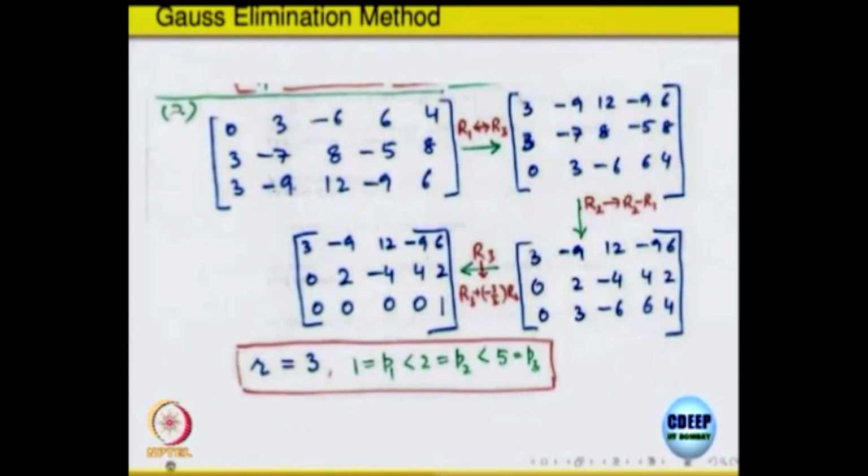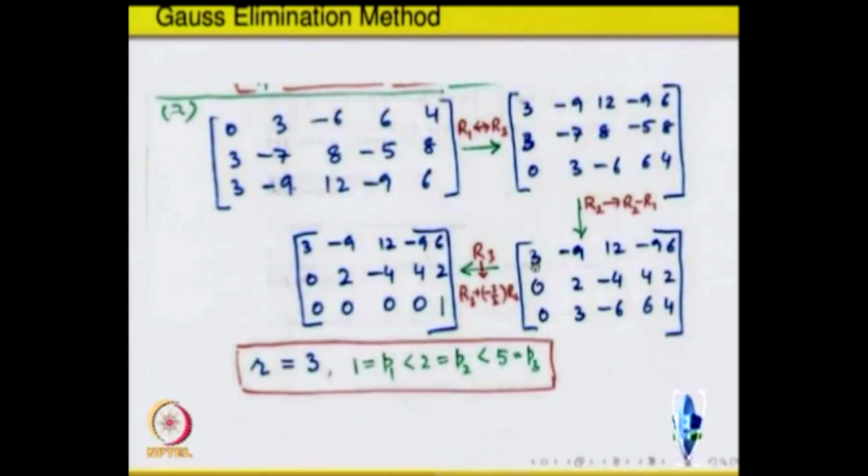Right. So look at the example. How many columns are there? 1, 2, 3, 4, 5. So it is a 3 cross 5 matrix. The number of rows is 3, the number of columns is 5. But what is R? All rows are non-zero. So R is equal to 3, right? The number of non-zero rows is 3, all rows are non-zero.